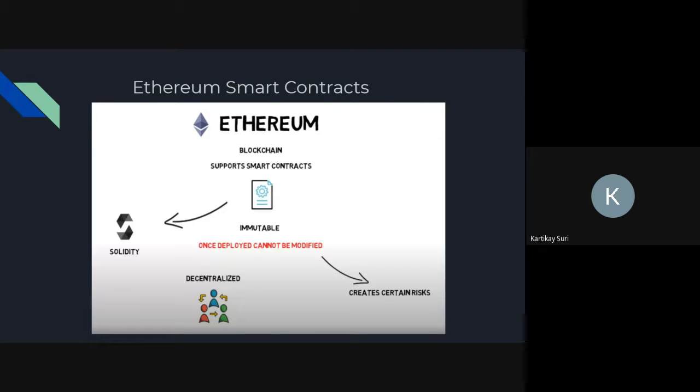These smart contracts are coded in Solidity, which was created specifically for this purpose. Since Ethereum also operates on blockchain, smart contracts have the same features as we discussed above. As you can see on the screen, the blockchain supports Ethereum, which in turn supports the smart contracts. This gives them immutability and also decentralization. This means once deployed, it cannot be modified, but this does create certain risks, which we will talk about.